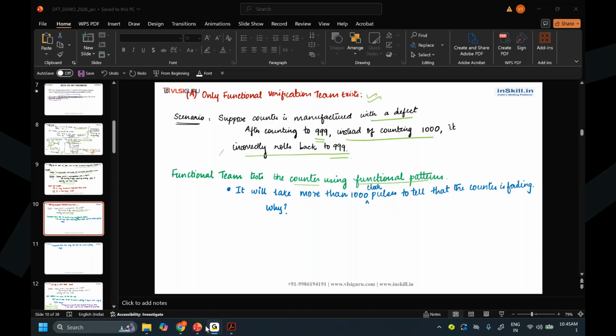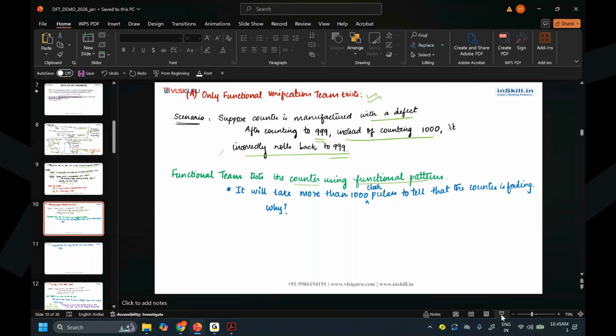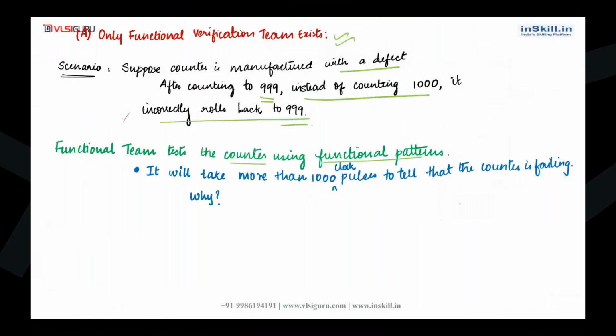Yes, okay. So let's discuss it here. It will take more than 1000 clock pulses to tell that the counter is failing. Why? Because the functional verification team will be checking the functionality, which means they will check if the counter counts from 0 to 1023. Since this is a 10-bit counter, they check if it counts from 0 to 1023.